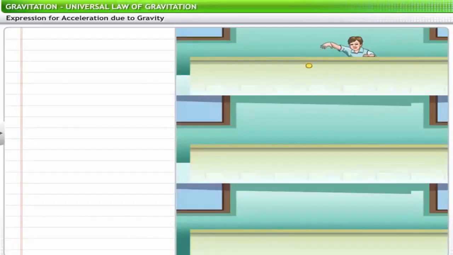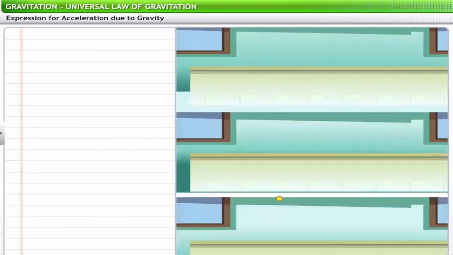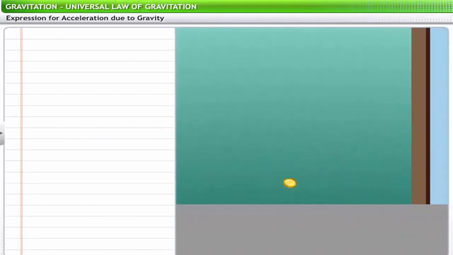How can you determine how long it will take an object in free fall to reach the Earth from a specific height? To perform such calculations, you need to know the value of acceleration due to gravity. So, let us now derive the expression for acceleration due to gravity g.